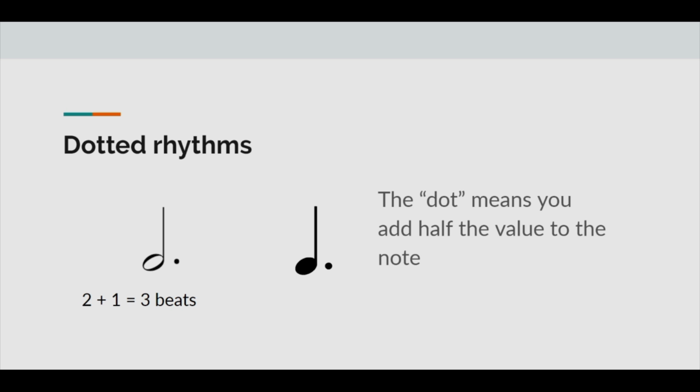On the right, you have a dotted quarter note. A quarter note lasts for 1 beat. Half of 1 is 0.5. So the dotted quarter note would last for 1.5 beats. And now you have learned the basic note values in music. There are many other note values as well that are more complex, but these are the basic ones.